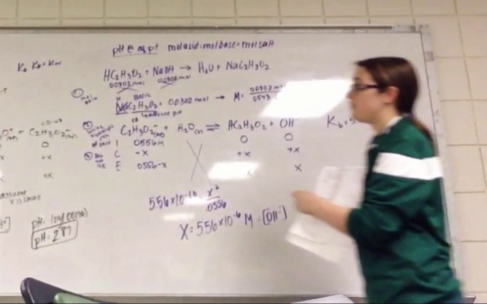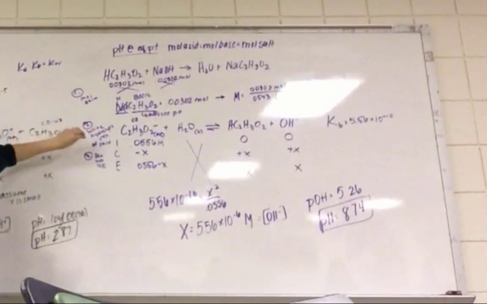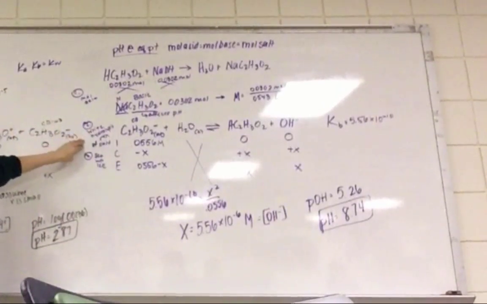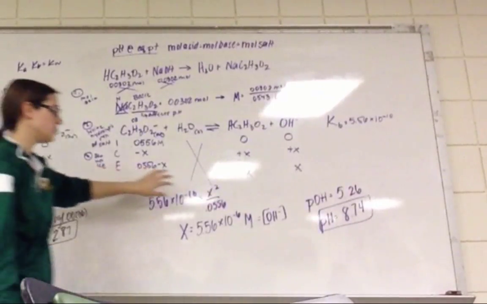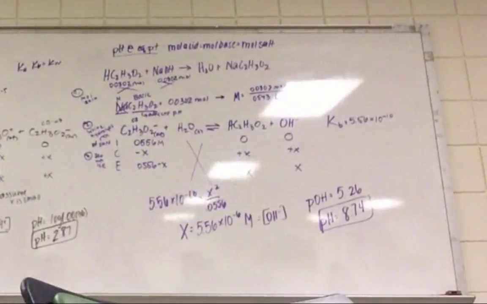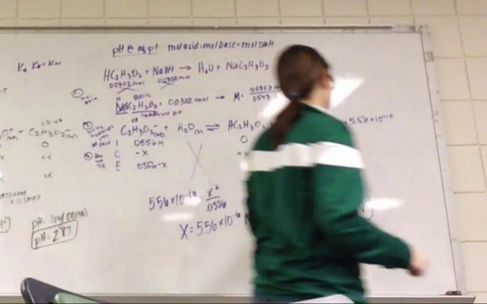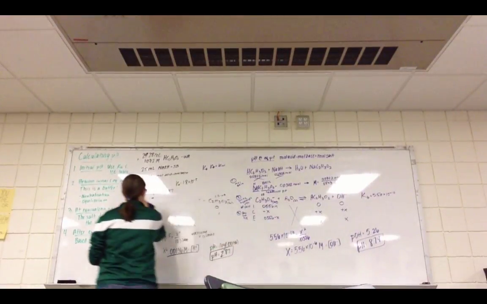The main steps for finding the pH at the equivalence point: figure out your moles of salt, write your hydrolysis reaction, your equilibrium, set up your ice table and solve, and then solve for pH. Okay, so now we figured out the initial pH, and we figured out the pH at the equivalence point. Now it wants us to sketch the titration curve.